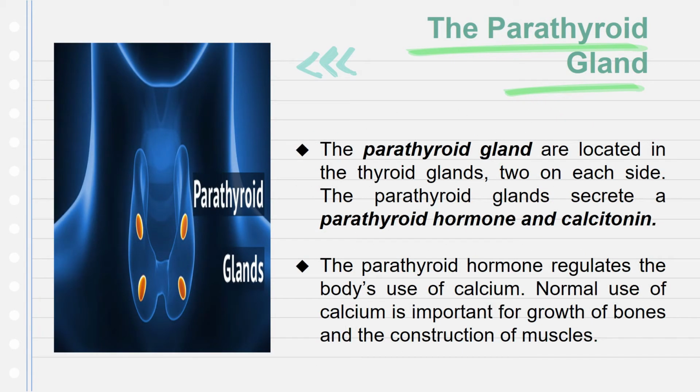Parathyroid gland. The parathyroid glands are located in the thyroid glands, two on each side. The parathyroid glands secrete parathyroid hormone and calcitonin. The parathyroid hormone regulates the body's use of calcium. Normal use of calcium is important for growth of bones and the construction of muscles.